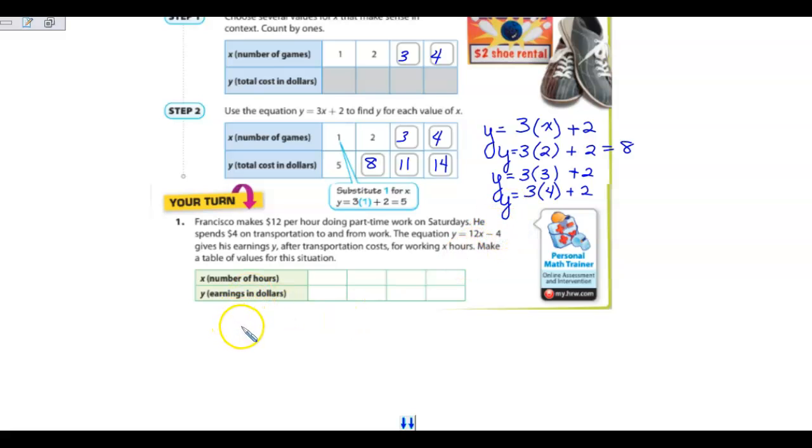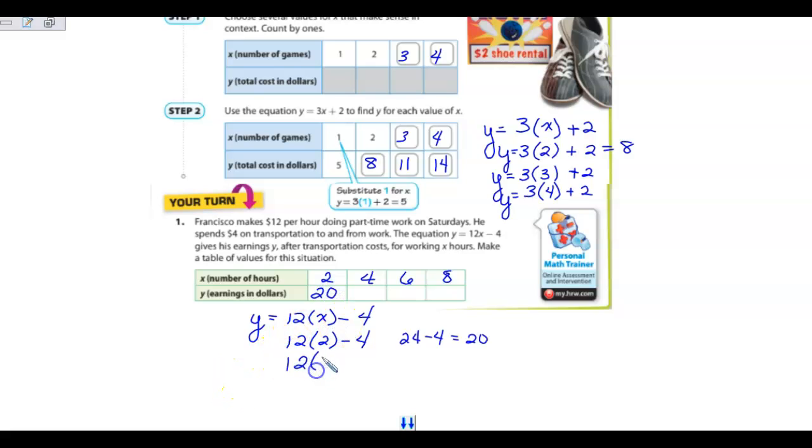So let's see, let's do 2 hours. Let's go up by 2s. So if he works 2 hours, we're just going to replace the x in our equation with our x value, and then we're going to find out how much he actually made that day. And this is kind of what he's bringing home, is what they're looking for. So if he works 2 hours, that is 24 minus 4, which is 20. So that day he brings home $20.